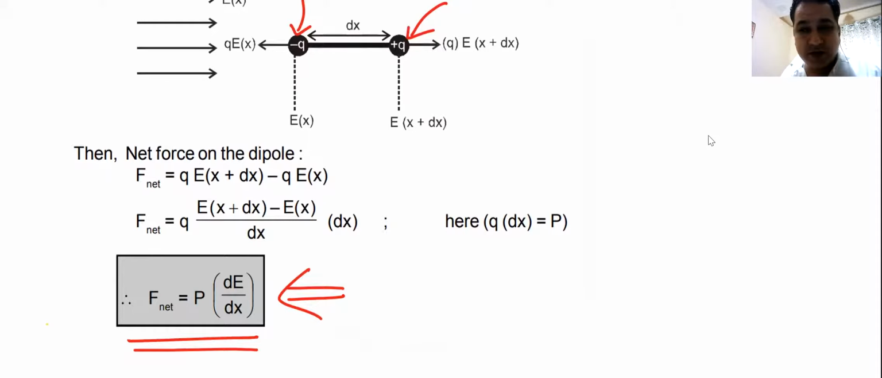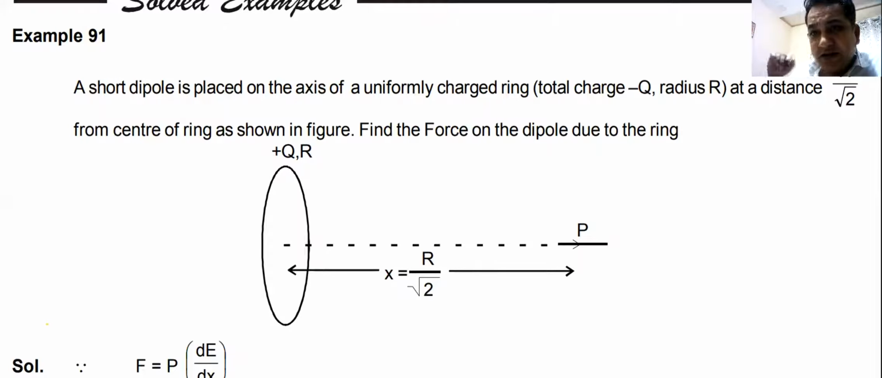The net force on the dipole will be given by this formula: P, the dipole moment, into dE by dx. Just remember this. This is not the exact formula, but I will not give you the exact one because it might just confuse you. So in your cases, it will be P into dE by dx, where dE by dx is the derivative of E with respect to the dipole axis. Do we understand this formula? Please remember this formula, because this formula is going to be like an SOS for you. SOS meaning save our souls. And you can apply this formula here in this question.